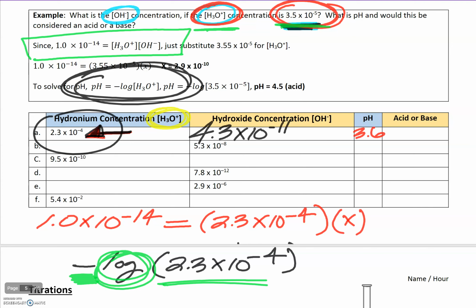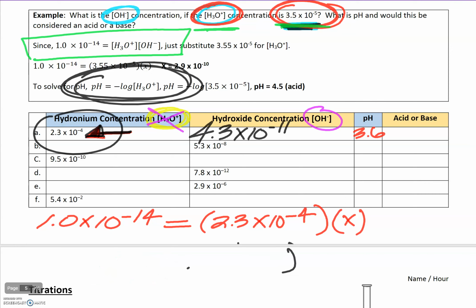All right. So let's look at the other way you can do this. Let's say that for whatever reason you don't have that. You just have the hydroxide. Well, you can do the same thing. You could just do the negative log of the hydroxide. It's not going to give you a pH, it's going to give you a pOH. So let's just do that real quick.